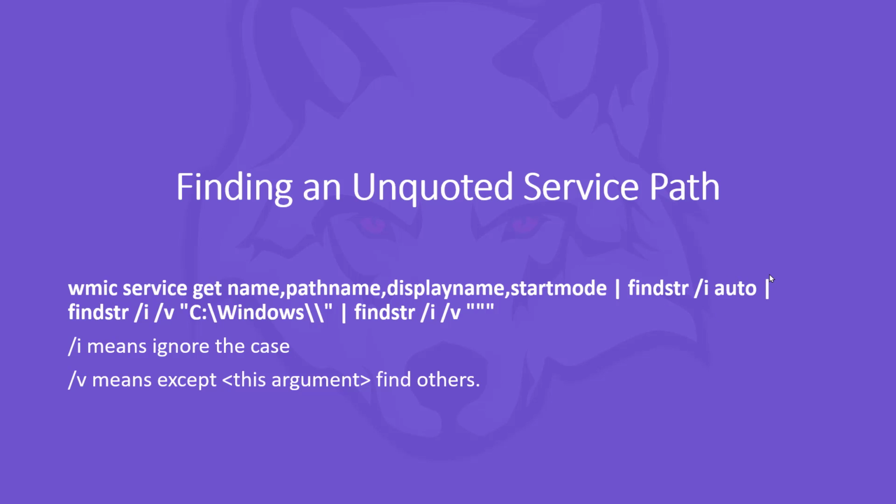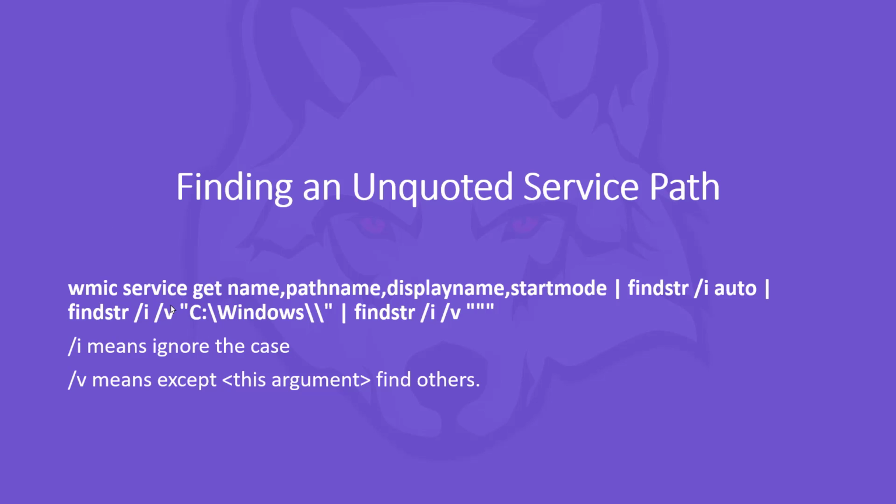But then we're going to take all those results and pipe that into another findstr, tell it to ignore case, and this /v means exclude this argument. So we don't want anything that has C:\\Windows\\, we have to do double slashes to make that work. We don't want anything that has Windows in the path because by default it's going to be in a folder as a regular user we don't get to write to.